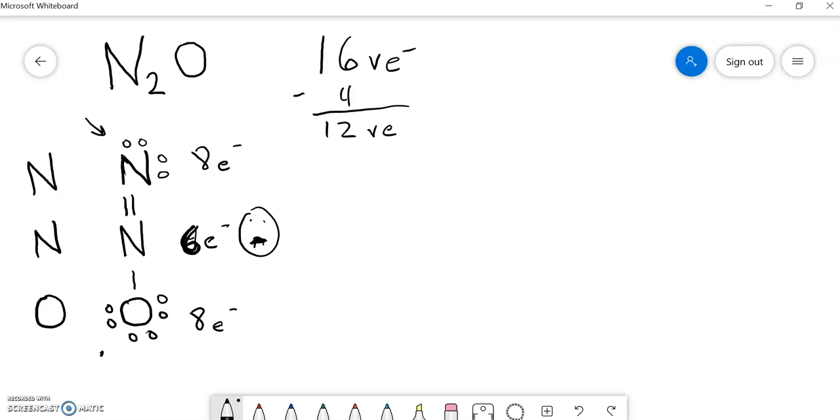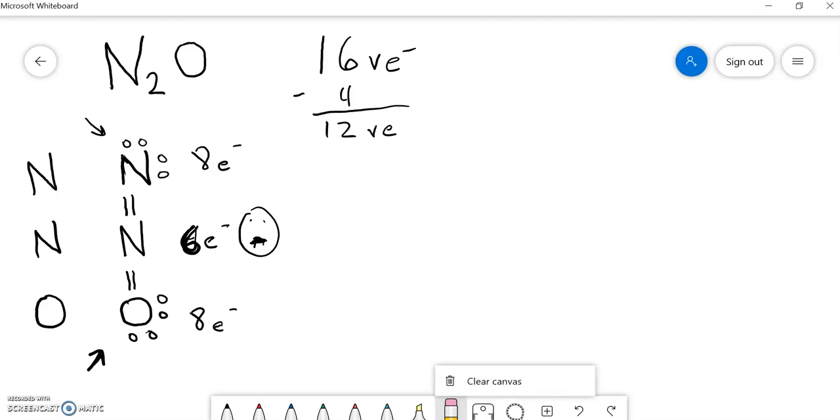So now its friend oxygen is going to step in and say, you know what? I've got these 2 electrons. I'll share these with you. And it's going to do the same thing that the nitrogen did on the other side. It's going to turn these 2 dots into a line. I'm going to get rid of those. There we go.